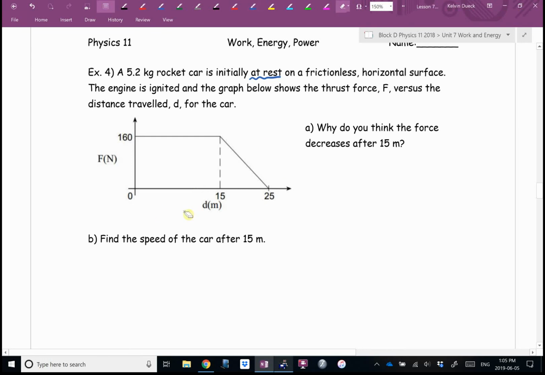So here's the graph. First question, why do you think the force decreases after 15 meters? I notice the force is 160 newtons and then all of a sudden it starts getting smaller. Why do you think it's happening? Any of you seen a rocket engine? Running out of fuel, yeah.